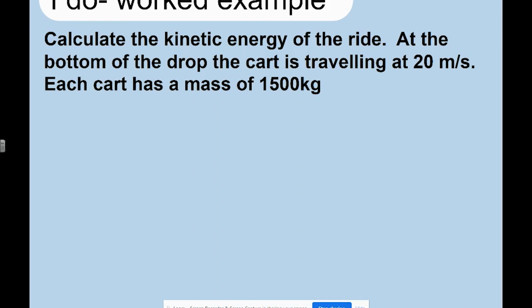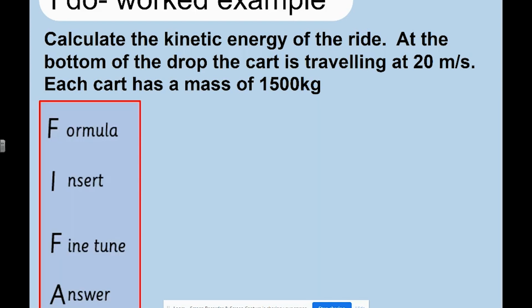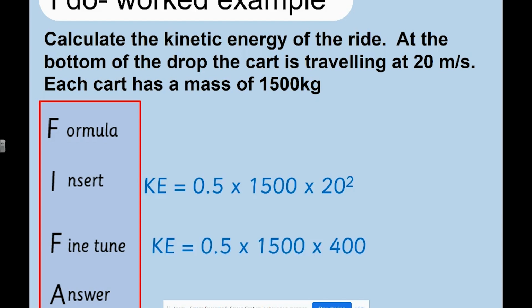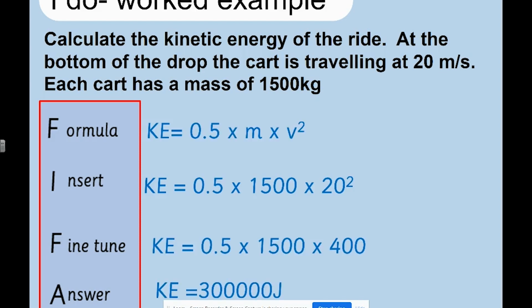I would do the I do example. So here's the question. I'd read it aloud to students and tell them, what do I know within this? Well, I can see the velocity in here. I am being told the mass in here. Right, I will write FIFA down the side. That's my mnemonic. That's how I'm going to remember what to do. So then I'm going to write my formula down. Then I'm going to insert my values into it.